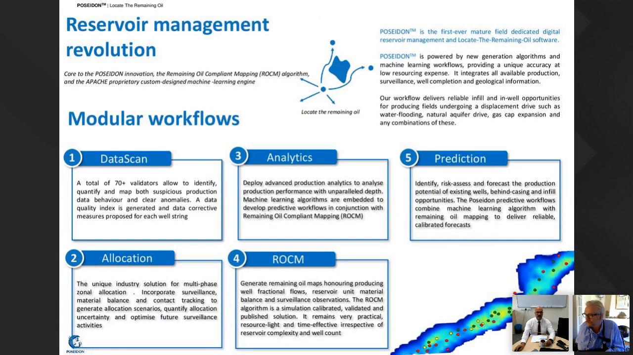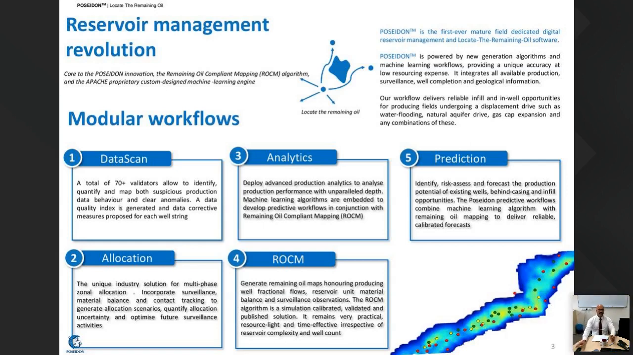Actually, Poseidon is a modular software. It includes 5 different modules. You can run these modules independently or all connected together, and you can run it as a full cycle, depending on the user. Here we have data scanning, allocation, analytics, ROCM, and prediction. During the next few slides, I will explain each module individually.